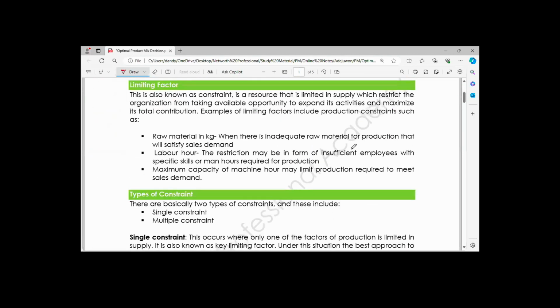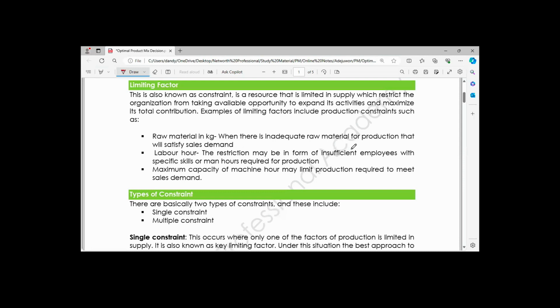Therefore, what are the types of constraints? Basically, there are two types of constraints. One is single constraint. Two is multiple constraint. The single constraint represents a situation whereby only one factor of production is limited in supply, okay?